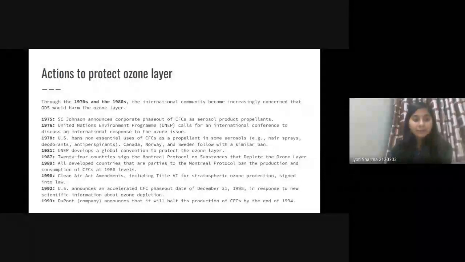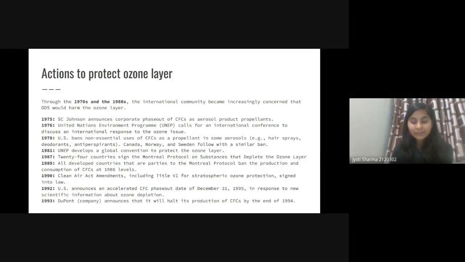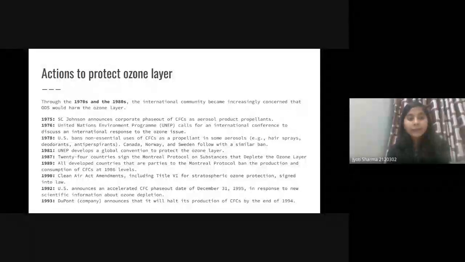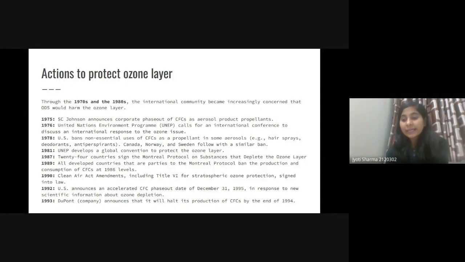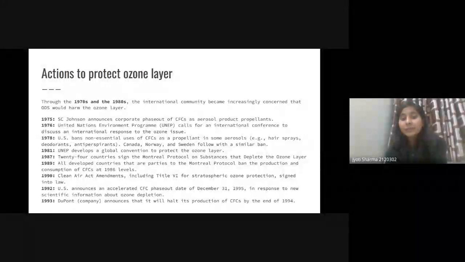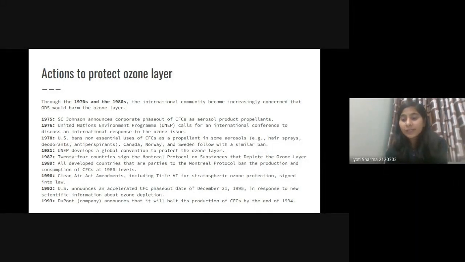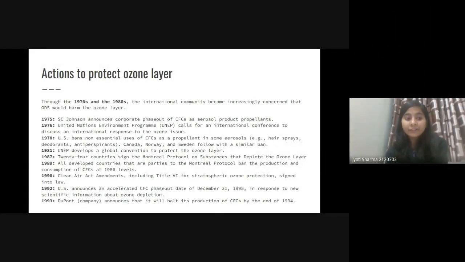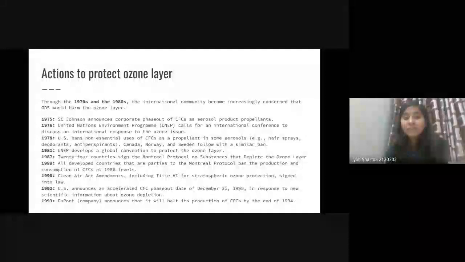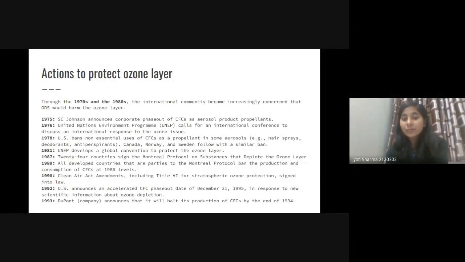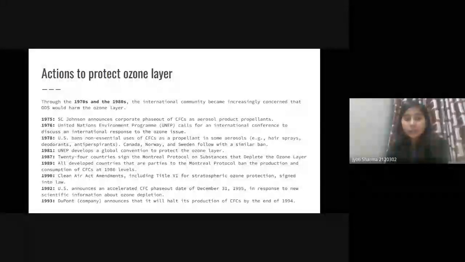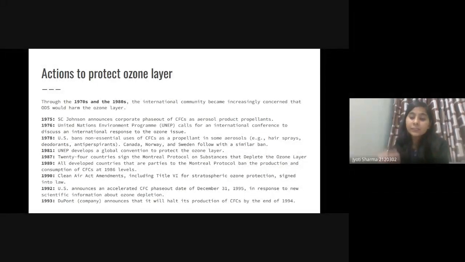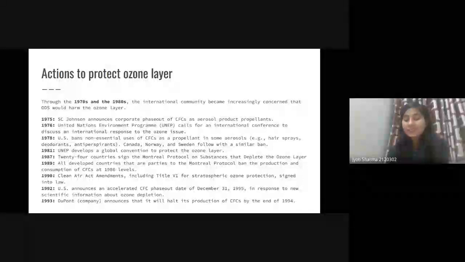Okay, so I have something. I think the text is very small, but you should know that in the 1970s and 1980s, the international community became increasingly concerned that ODS, the ozone depleting substances, would harm the ozone layer. Because of that, in 1975, SC Johnson announced a corporate phase out of CFCs as aerosol product propellant. So there was one company that said that they will phase out the CFCs.